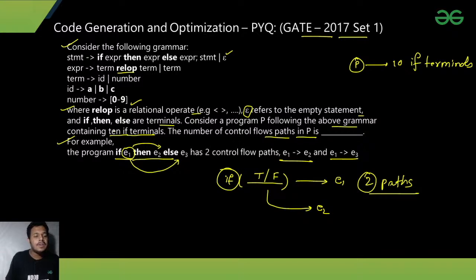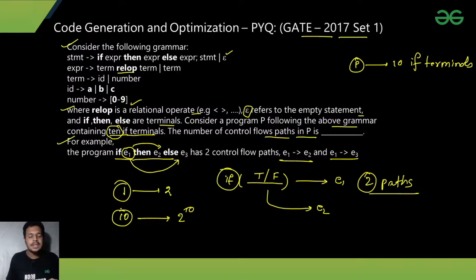And here in our given program, you can see that it is containing 10 if statements, right? So for 10 if statements, if a single if statement is giving 2 paths, then 10 if statements will give how many paths? It will give 2 to the power 10 paths. So our answer will be 1024. Okay, so we will have these 1024 paths.